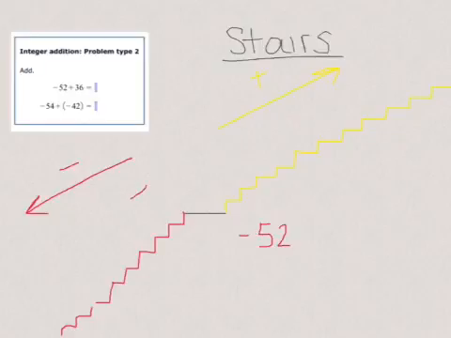And so we're going to go down 52 steps. Well, then the problem tells us that we are going to add 36. And so to represent that in terms of the steps, since it's a positive 36, we're going to end up going up 36 steps.